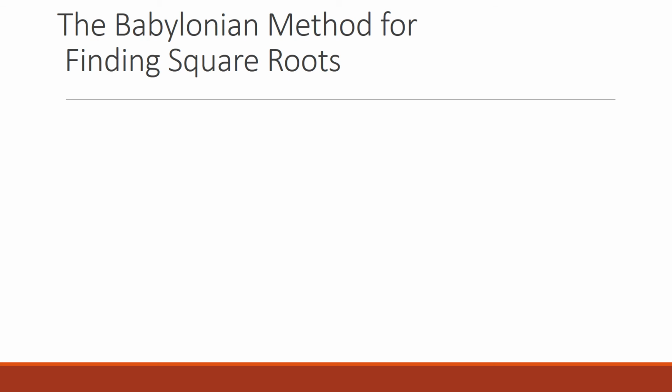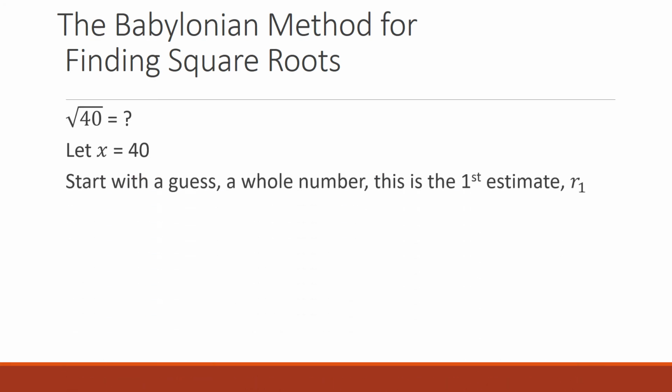Finally, we're going to end this section with the Babylonian method for finding square roots. Suppose I wanted to find the square root of 40. Now remember, the Babylonians had no calculators, but they were very good at mathematics. They had some very sophisticated methods at the time. So using the modern algebraic methods, we're going to say let x equal 40, and we're going to start with a guess. We're going to guess a whole number that is close to the square root of 40.